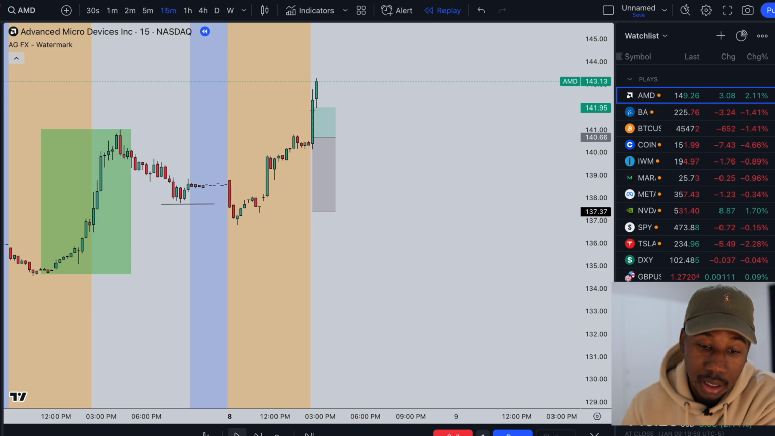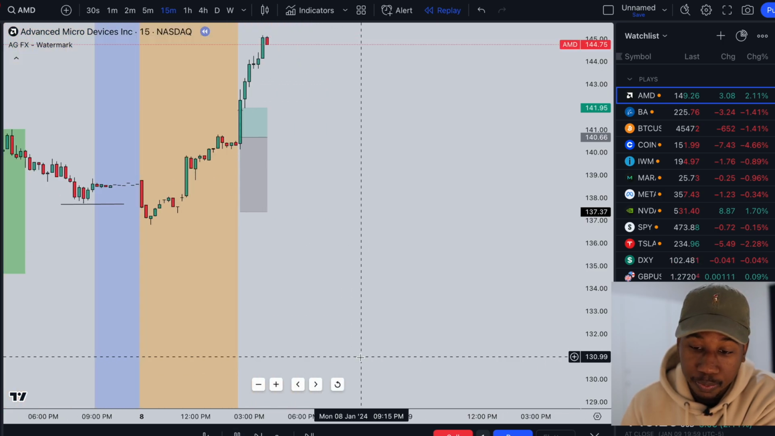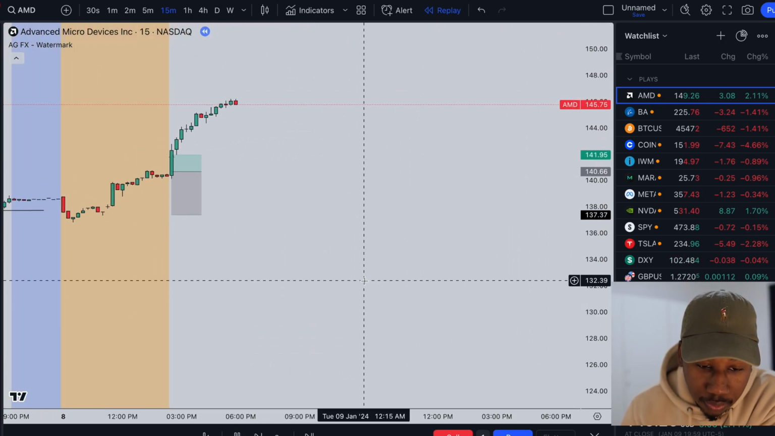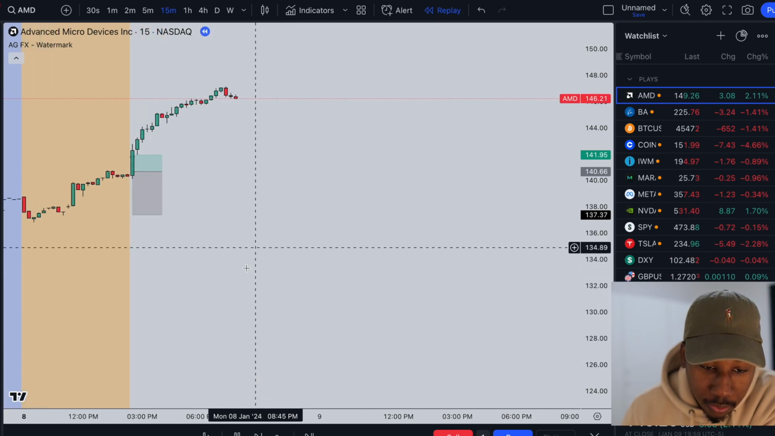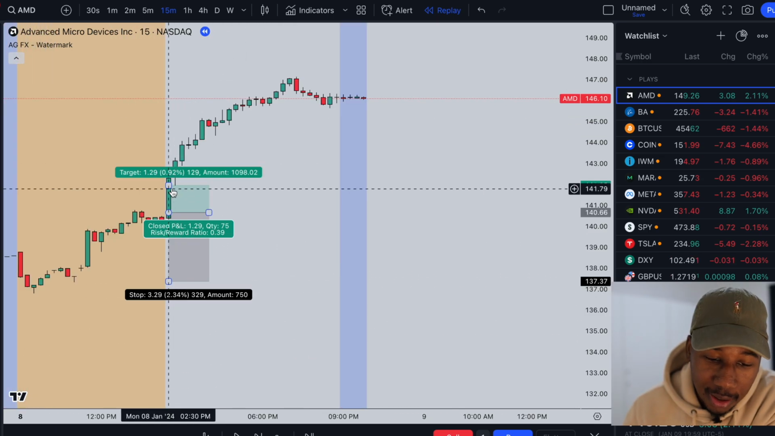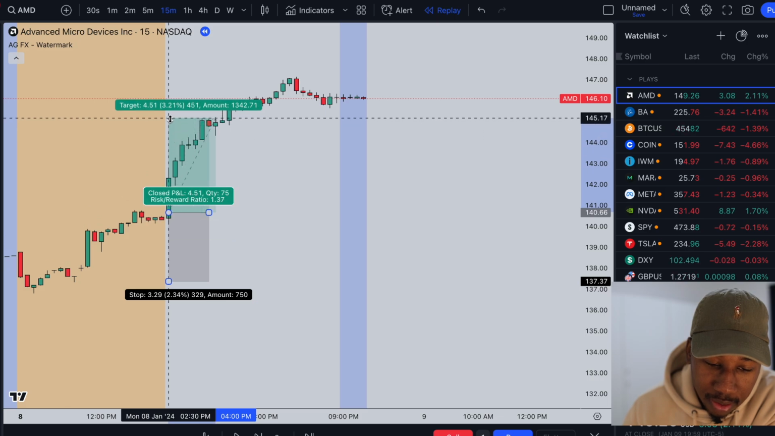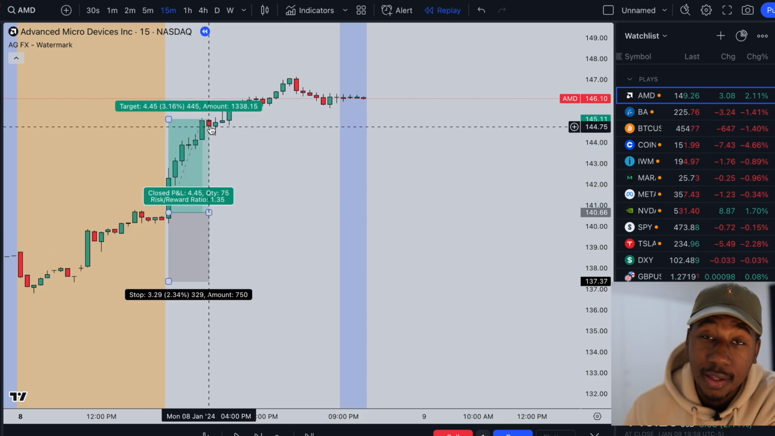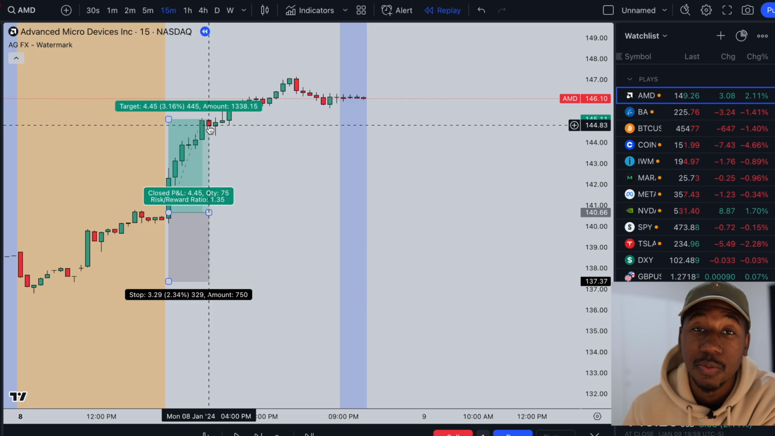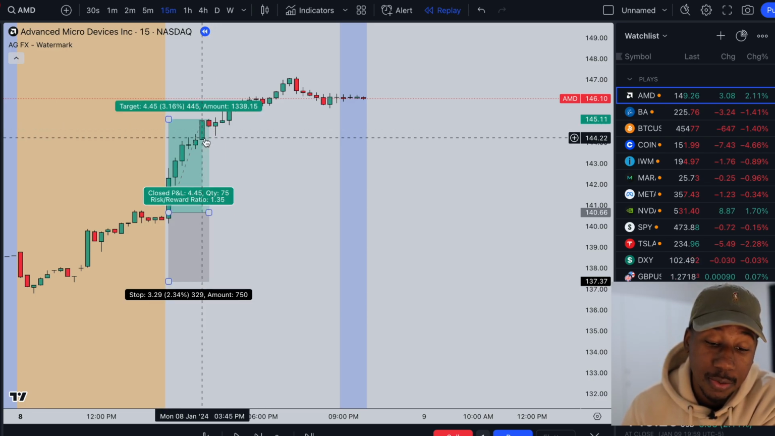All right, so looking at this. All right, so right here. Actually, I would have gotten out right here, just because we got that red candle right there, and that is a break of momentum, and that's going to kill your options. As you can see, we did continue on, but this is where I would have exited.